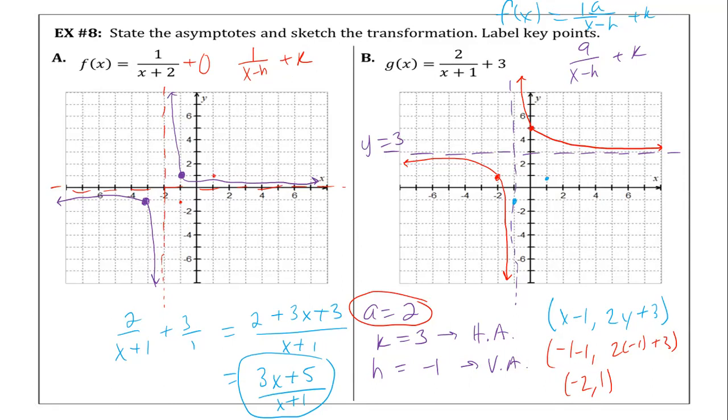Remember, our parent function is always negative. It's at -1, -1, 1, 1. These tell us how we're moving those points. Your x's is 3. So to each x value, I'm going to add 3. Your y is affected by your A and your K.